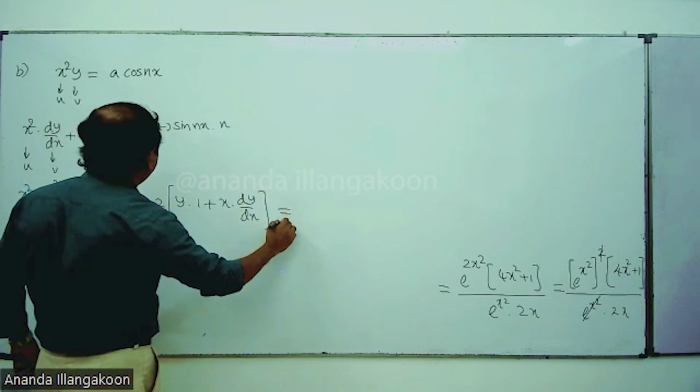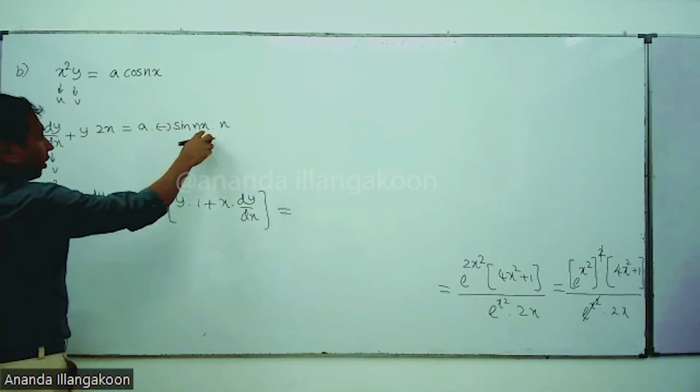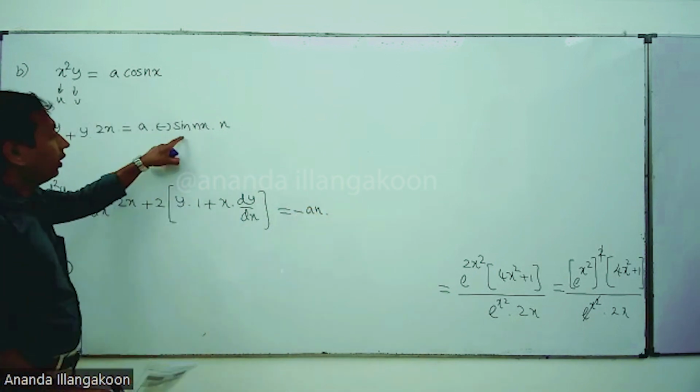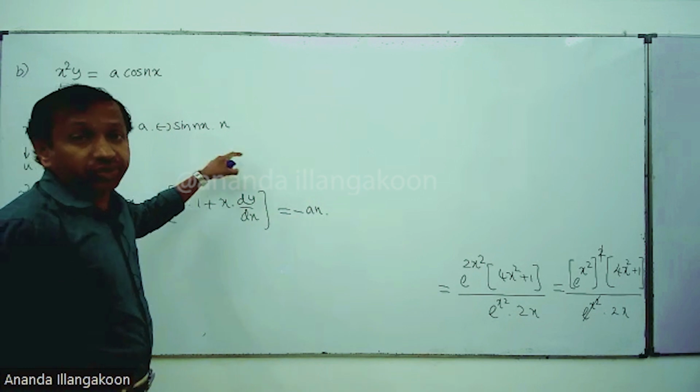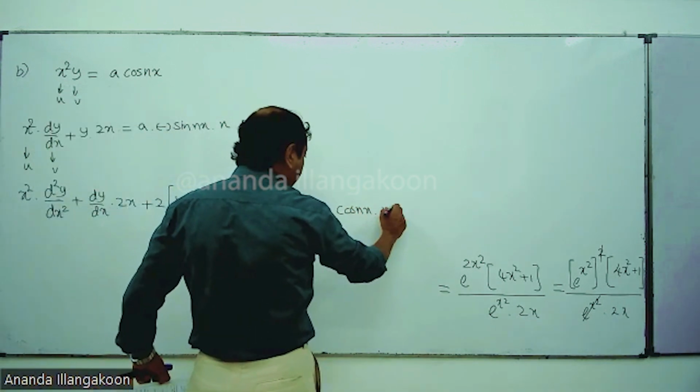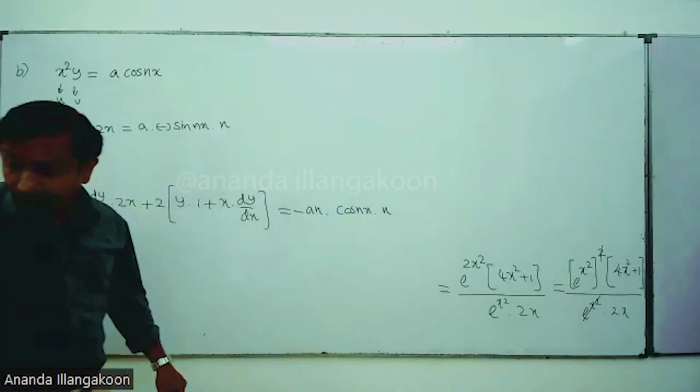Now come to the right hand side. Minus a incoming. Sin nx derivative is what? Cos nx into n. Cos nx into n. All right. This way we get that.